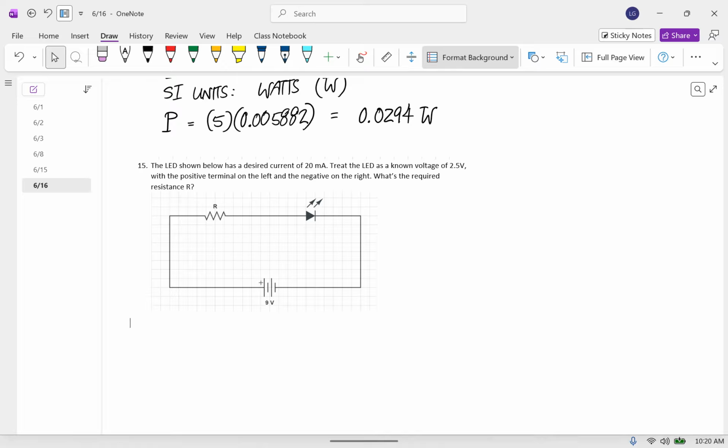Okay, so we know that the positive terminal of the battery is on the left, which means the polarity here is going to be this way. And the polarity of this LED is always going to be in the direction of the current flow. Remember, current can't flow this way in an LED. That's what that line means there. Current can only flow in one direction. And we're saying that this one has a voltage of 2.5. So I'm going to write the voltage here as 2.5 volts this way.